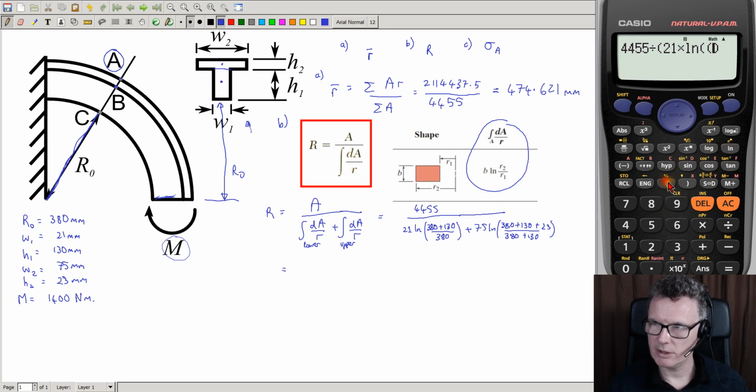And I'm going to need a bracket there. Oh, it's given me one already. Close that bracket. And I want to put another bracket in. Ooh, no, I don't want that. And divide that by 380. 380 plus 130.